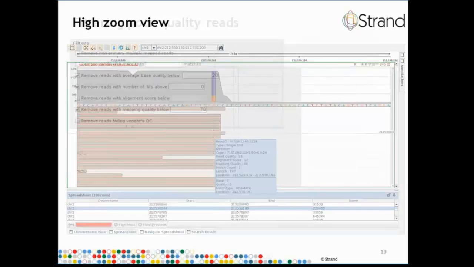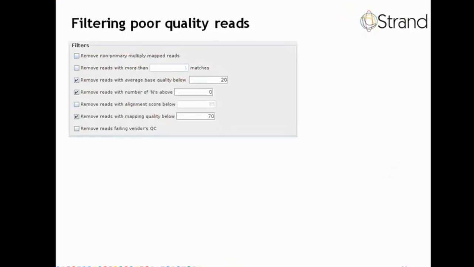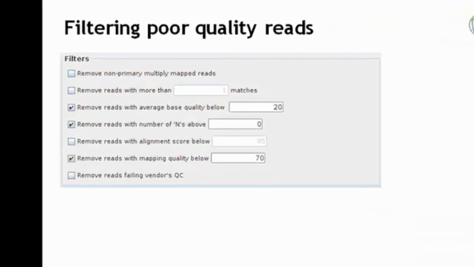So before carrying out the coverage calculations, we would like to remove the poor quality reads and then only calculate what is the high quality read coverage. For that, we can carry out filtering. We provide a comprehensive filtering step with all kinds of metrics that you can choose. Here we're using very strict filtering criteria. We are filtering out reads with average base quality below 20 and mapping quality below 70.